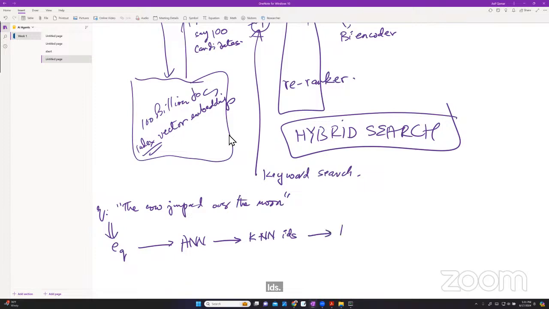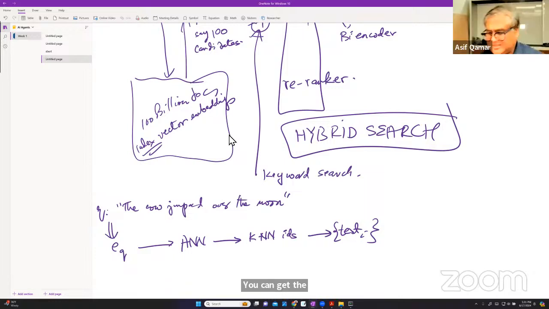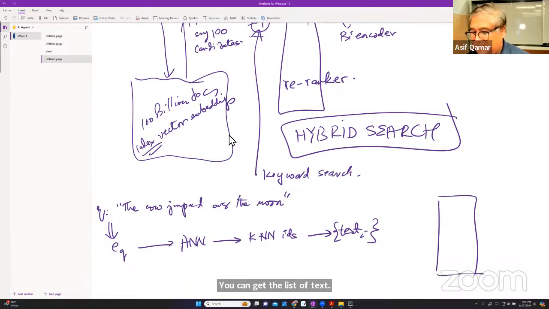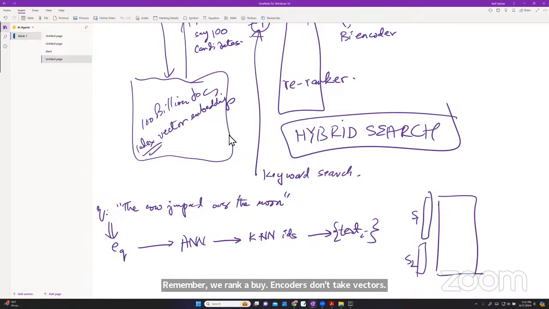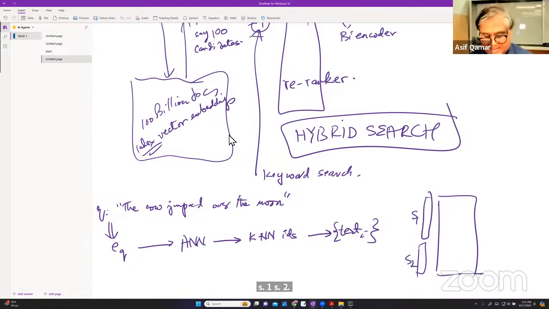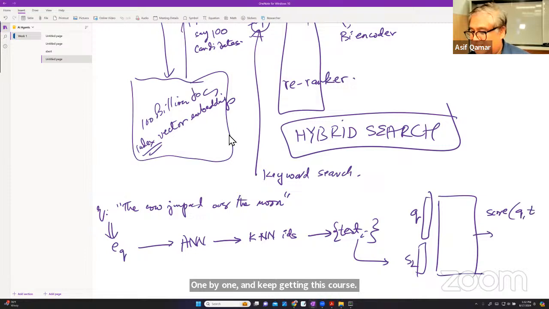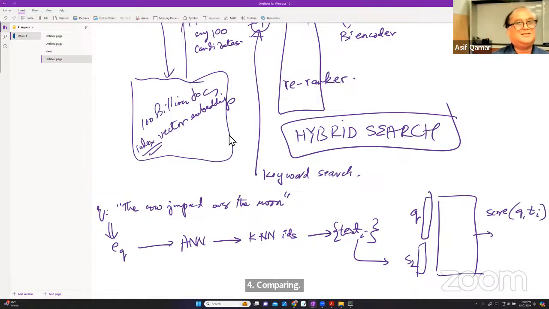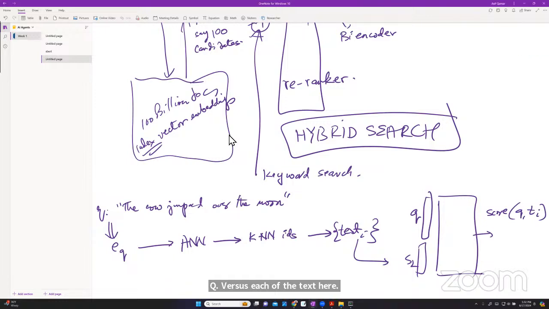From that, you can get the text. You got the text back. Now you have to vectorize it? No, you don't vectorize it. Remember, re-rankers, the cross-encoders, don't take vectors, they take text. S1, S2. So now you can keep the query fixed, and you can pass on these one by one and keep getting the scores. Score comparing Q versus each of the texts here, to do a better re-ranking of that. This is your re-rank.